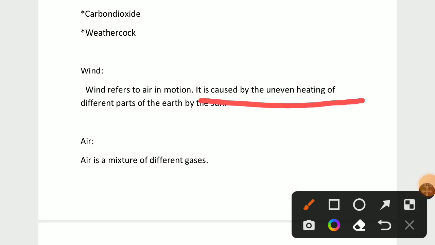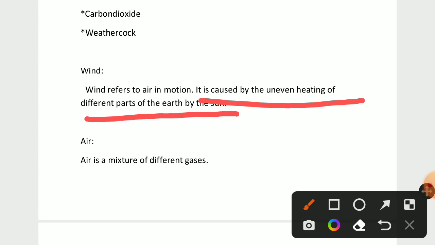It is caused by the uneven heating of different parts of the earth by the sun. How is wind caused? It is caused by the uneven heating of the different parts of the earth by the sun. The earth is heated, no? Because of the uneven heating of the earth by the sun, the wind is caused. Now we know what wind is.